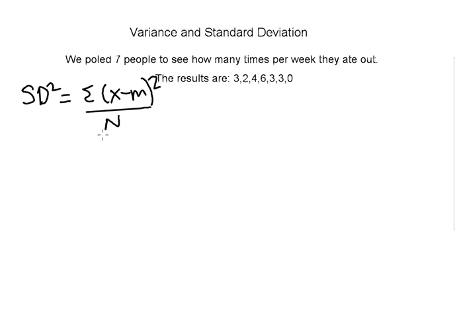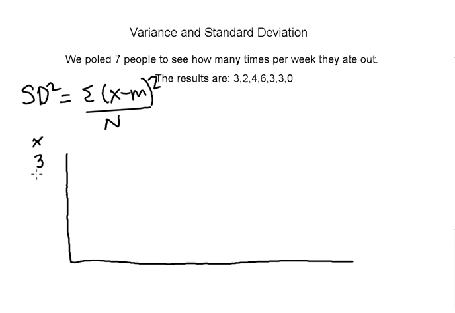So let's go ahead and plug our data into a handy chart. We will call this our X column, which has all of our scores: 3, 2, 4, 6, 3, 3, 0. So far, so good. The next step in building this is to take all of the scores minus the mean. You can see that this is the same as this. We're just building up the formula in order to get our results.